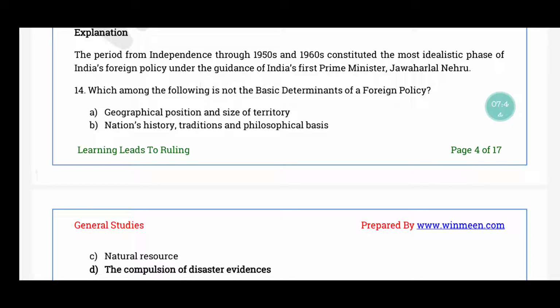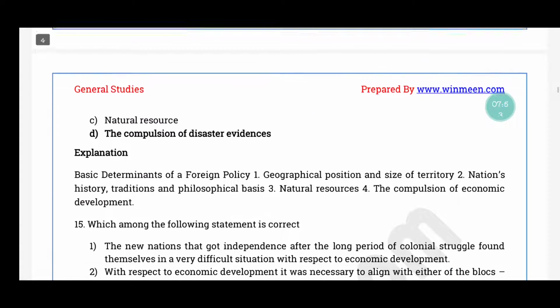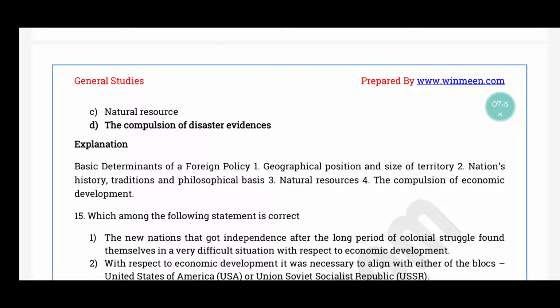Question number 14. Which among the following is not a basic determinant of a foreign policy? The correct answer is option D, the compulsion of disaster evidences. Basic determinants of a foreign policy are: geographical position and size of territory, nation's history, traditions and philosophical basis, natural resources, and the compulsion of economic development.